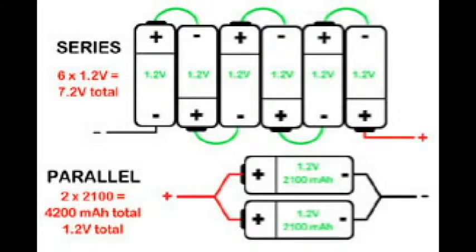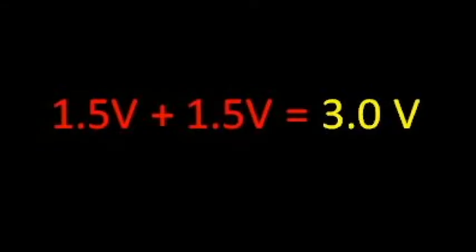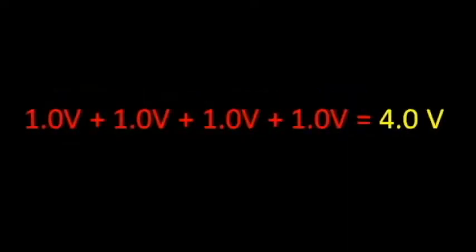When you connect many cells together and form a battery, you have to know that the voltage of this series battery is going to be the sum of the voltages of the cells. For example, if you have two 1.5 volt cells put together, the total voltage of the battery is going to be 3.0 volts. Or if you have four cells, each one of 1 volt, then the voltage of the battery is going to be 4 volts.